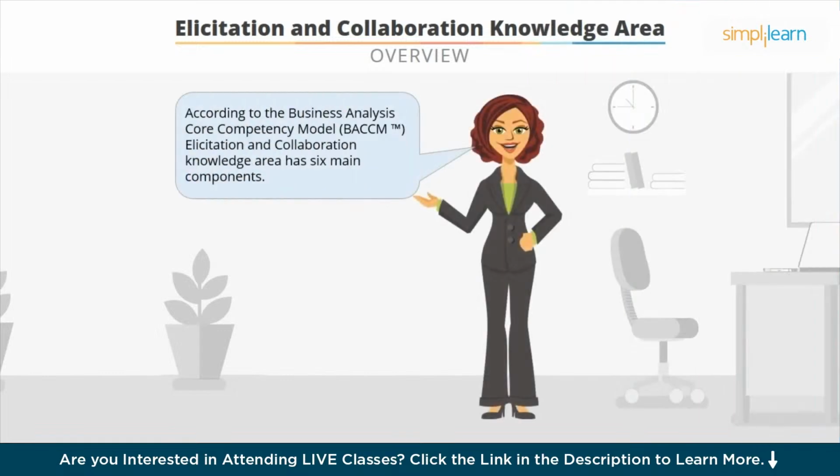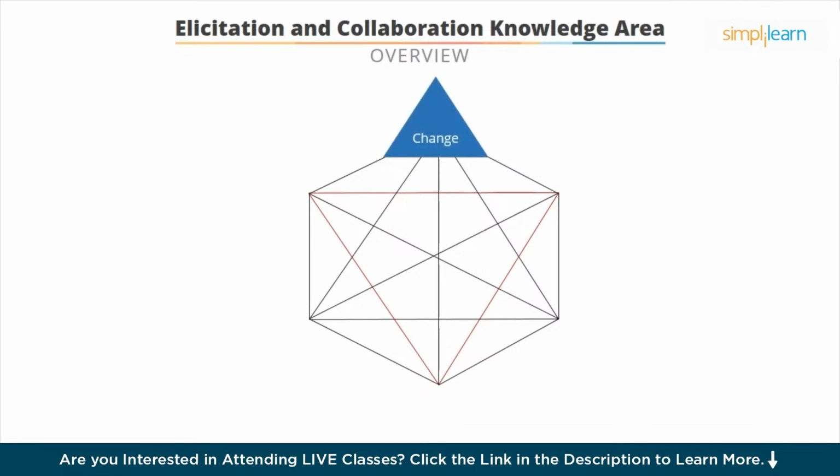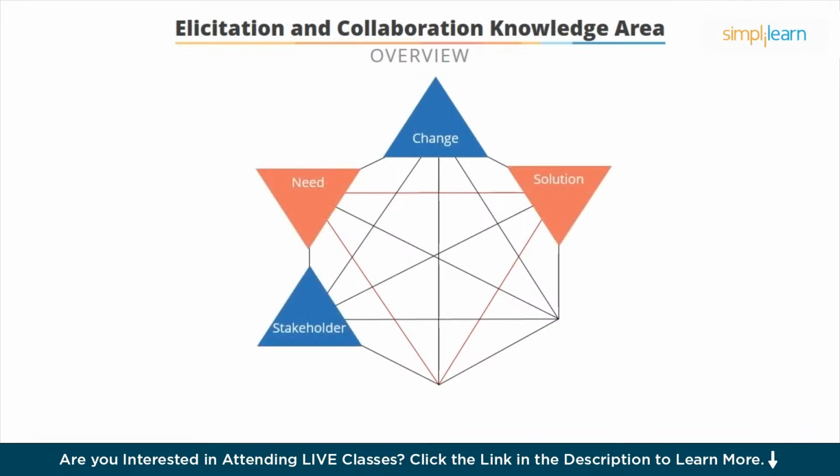According to the Business Analysis Core Competency Model, or BACM, the elicitation and collaboration knowledge area has 6 main components. These are change, need, solution, stakeholder, value, and context. Let us understand each of these in detail.